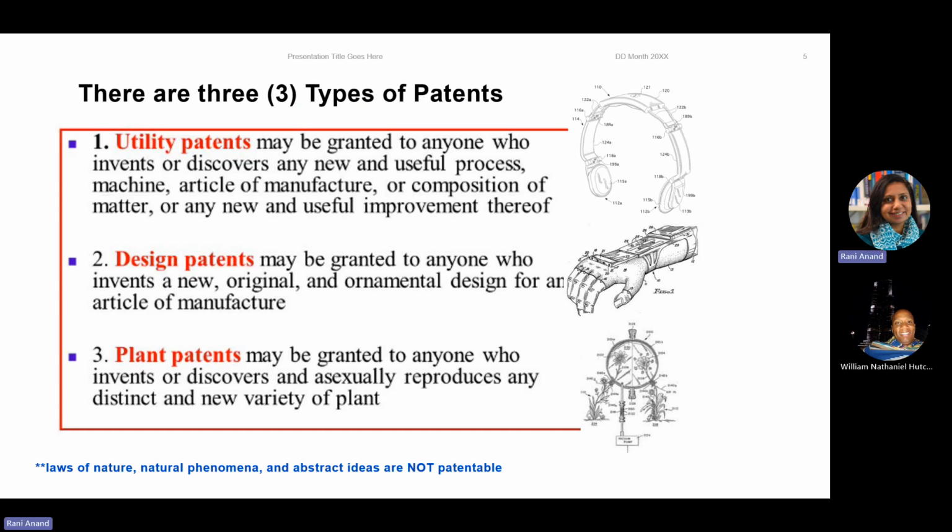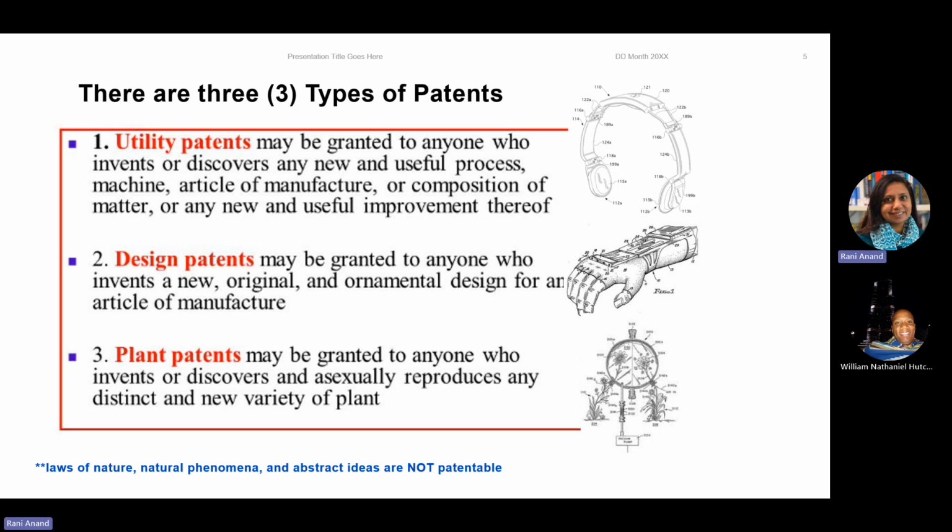So patents are widely classified into three: utility patents, design patents, and plant patents. What is a utility patent? Utility patents are the most important and the predominant type of patent. It covers a new or useful process, machine, article of manufacture, or composition of matter, or anything like that which is new and has a utility.